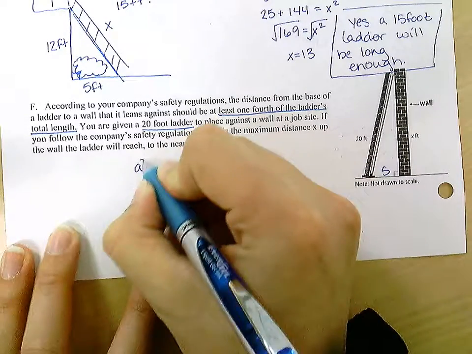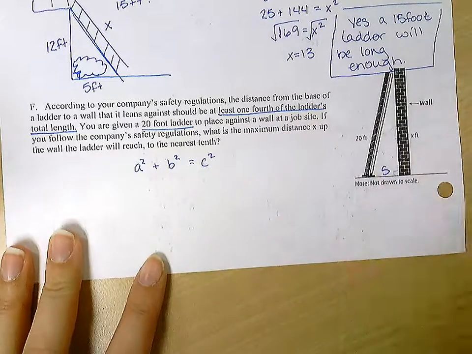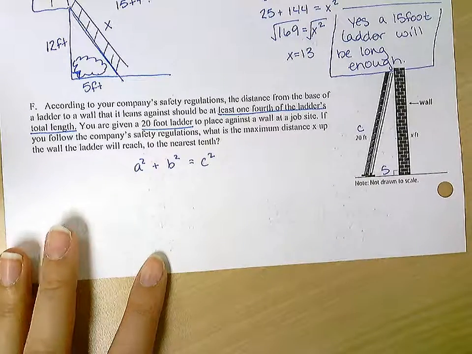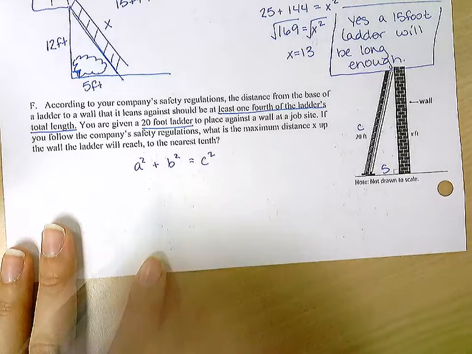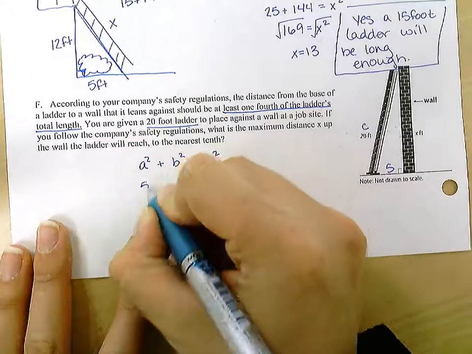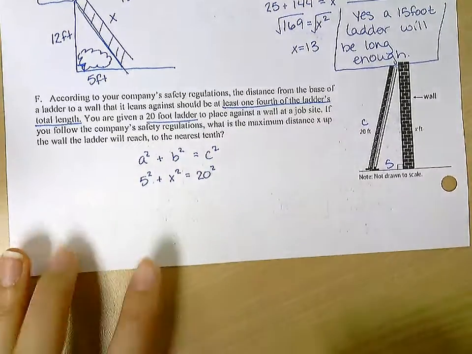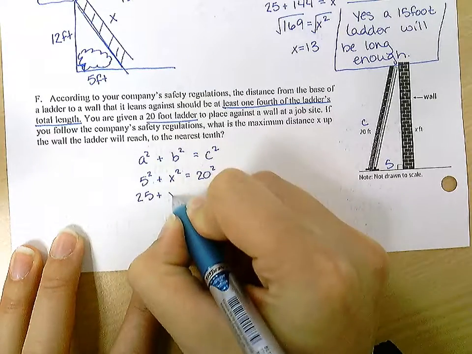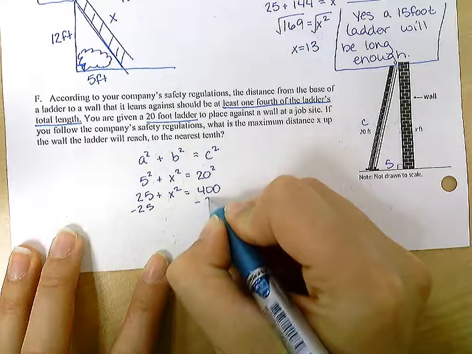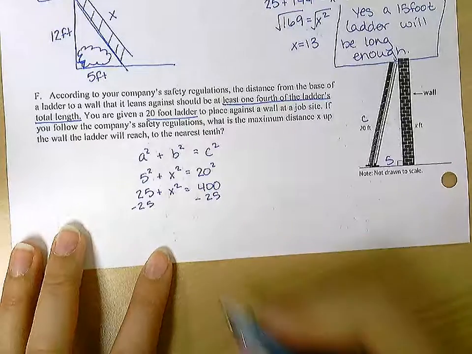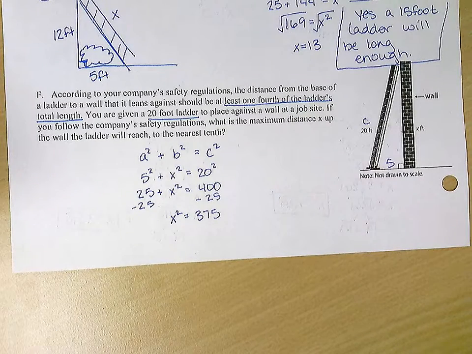So setting up my equation, this 20 feet is your C value. It is your hypotenuse. So that's what needs to be plugged in here. 5 can either be plugged in for A or B. It doesn't matter. So I would have 5 squared plus x squared is equal to 20 squared. That's 25 plus x squared is equal to 400. Subtract 25 from both sides of your equation. X squared is equal to 375.